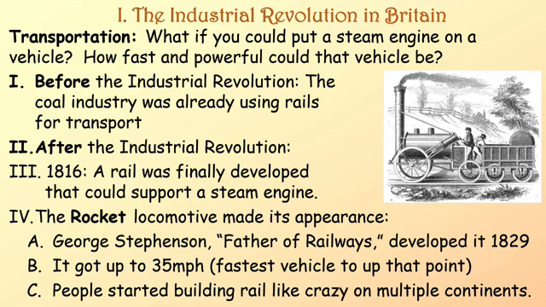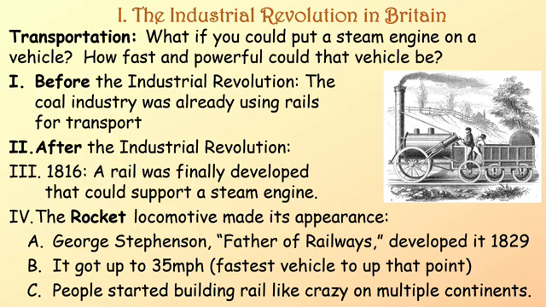Before the Industrial Revolution, the coal industry was already using rails for transport. But after the Industrial Revolution, in 1816, a rail was finally developed that could actually support a steam engine. I mean, you had to have a rail that could support that kind of weight.